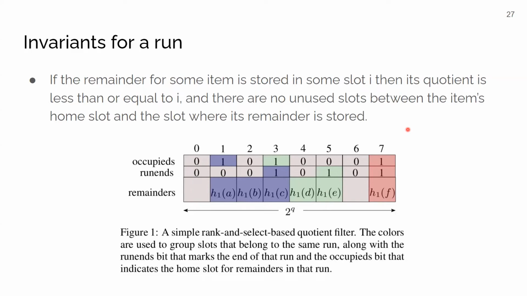The third invariant says, if the remainder for some item is stored in some slot i, then its quotient is less than or equal to i, and there are no unused slots between the item's home slot and the slot where its remainder is stored. For example, if we consider the remainder h1 of t at position 4, then its quotient is less than or equal to 4. And it also means that between position 3 and 4, there will be no gaps. In other words, it will be either occupied with the current run or the previous run.